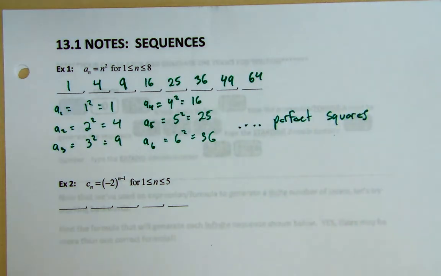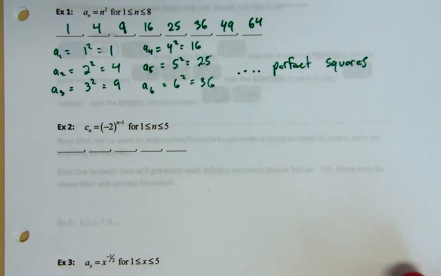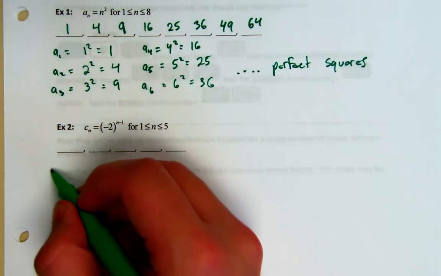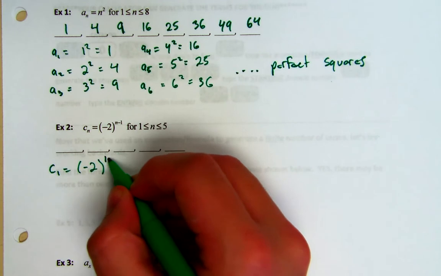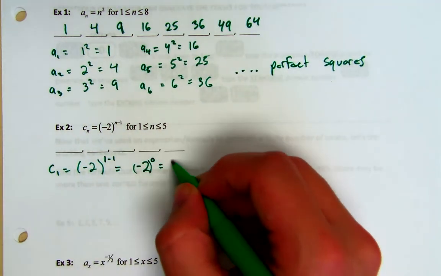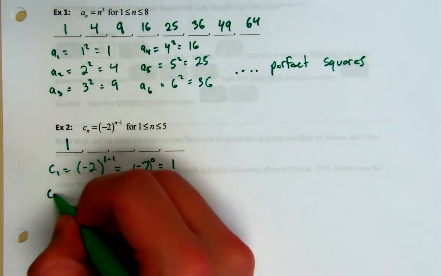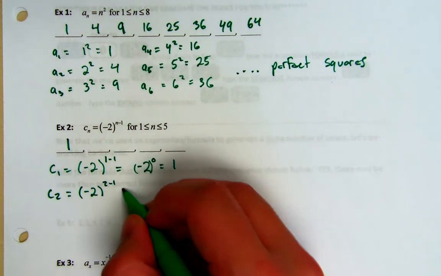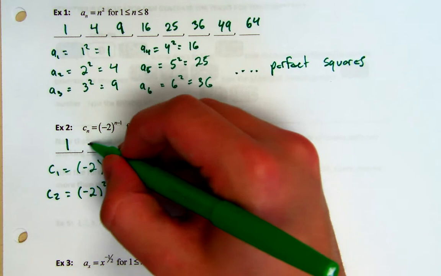Alright, so now our next pattern, we have c of n equals negative 2, the quantity, raised to the n minus 1. So c of 1 equals negative 2 raised to 1 minus 1. So that's negative 2 to the 0 power, which we know anything to the 0 power is 1. So we got 1. C of 2 gives us negative 2 raised to the 2 minus 1, which is negative 2 raised to the first power, which is just negative 2.